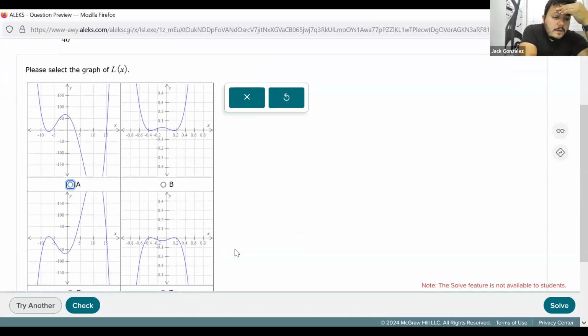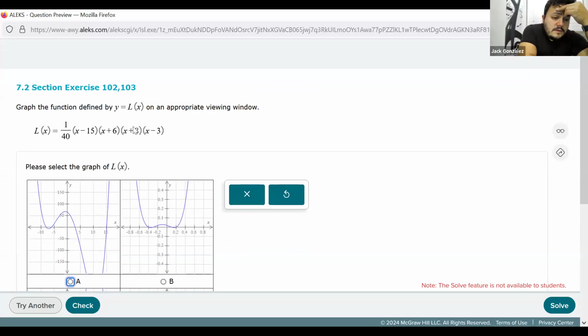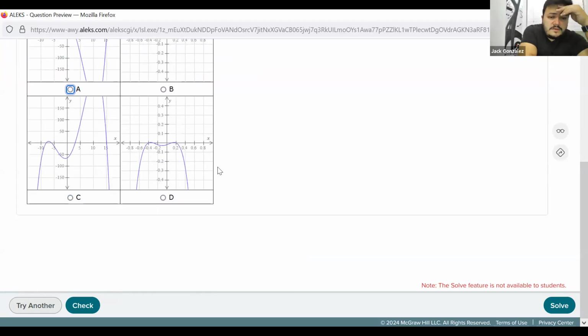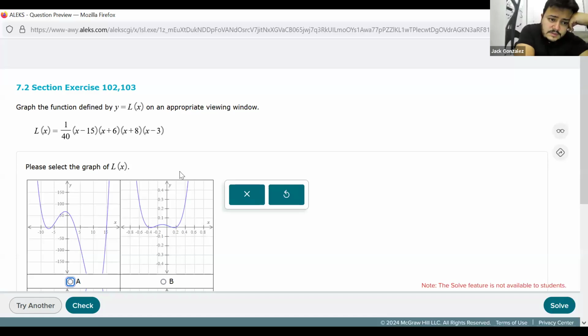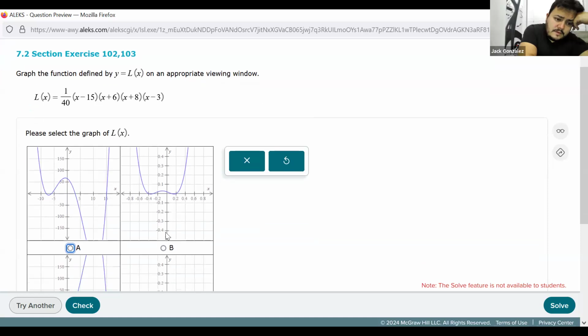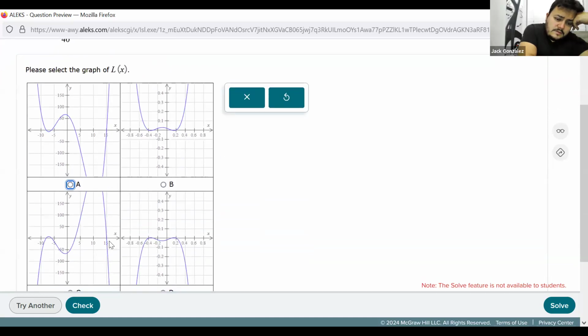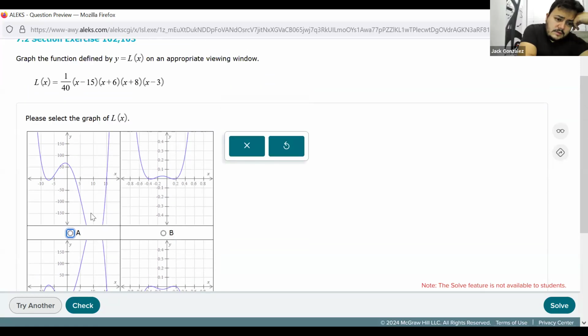Okay. On 11, you want to use all these clues to choose the right graph, or if you have a graphing calculator, then this will be easy. But just check all the zeros first. So it has to be touching 15. It's right there. This one's not touching 15, so it can't be B, right? It shoots off. This is touching 15. This one's not. So it has to be A and C.